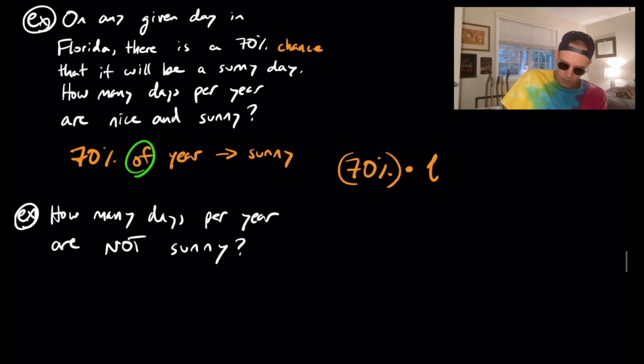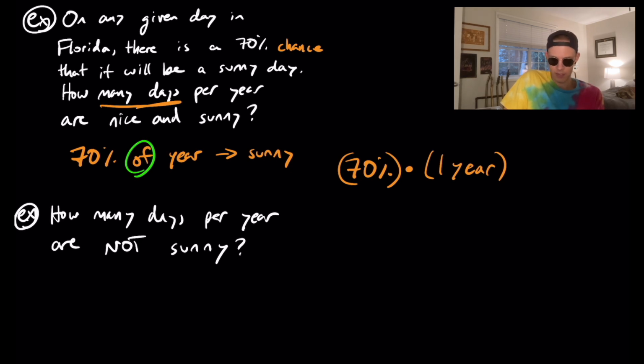by, let's go, 1 year. So now that we got that, we need to change a couple of things. Well, we want how many days per year are going to be sunny. So let's change this year to days. So how many days are there in a year? There's 365 days. And when we multiply percentages, we need to convert them to decimal form first.